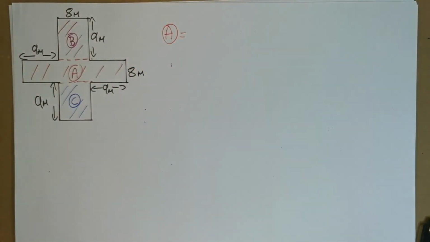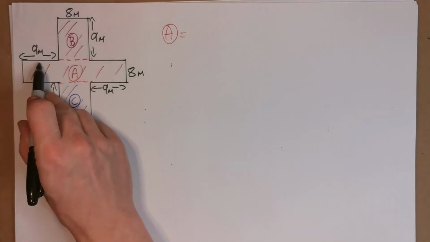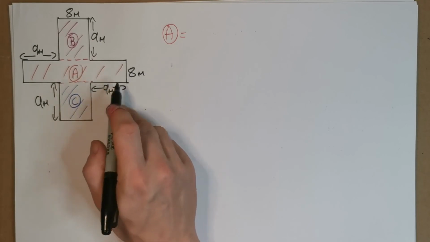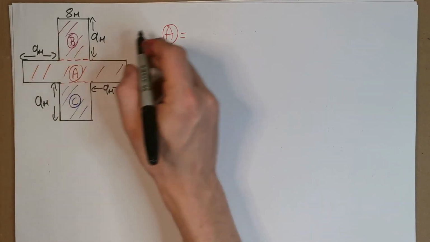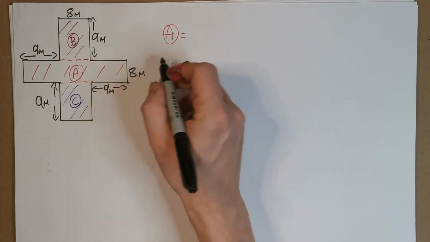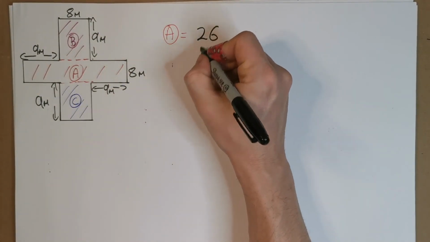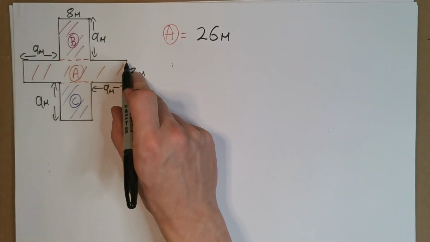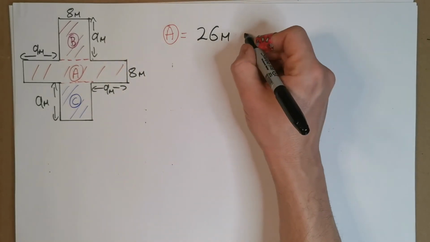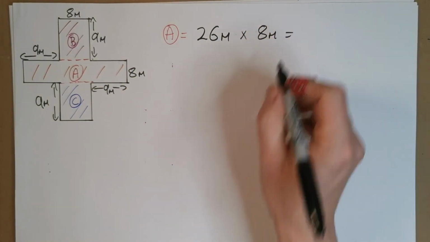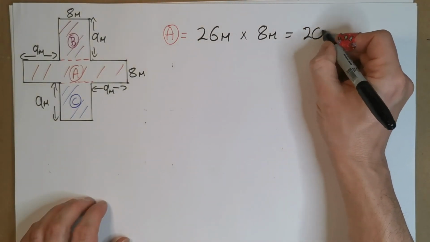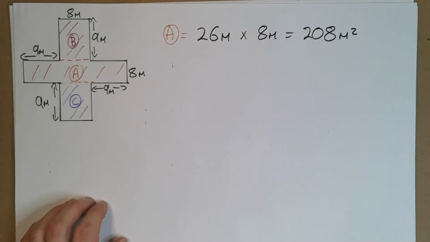What's area A? Area A has a total length along this long line. This is 9, this is 8, and this is also 9. So the total length here is 9 plus 8 plus 9, which is 26 meters. Now, what about the height here? That's given, it's just 8 meters. So what do we get when we do 26 by 8? That gives us 208, and again, I'll keep banging on about units, we can't forget them, so that's 208 meters squared.